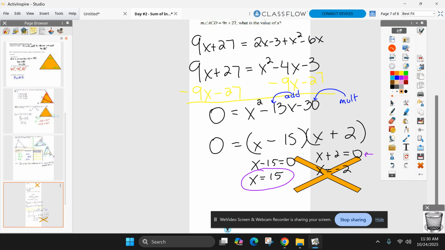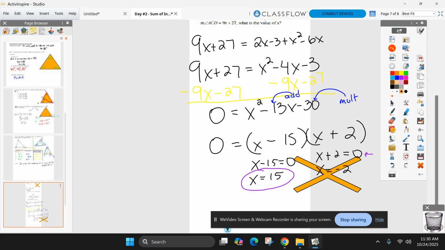Great questions. Anything else? Go ahead, Isabel. What if you plug it in and it's 0? No, 0 can't happen. Okay? 0 or negative, that's not an angle. Okay, another good question there. Yes, if it's over 180, do you also have to reject it?